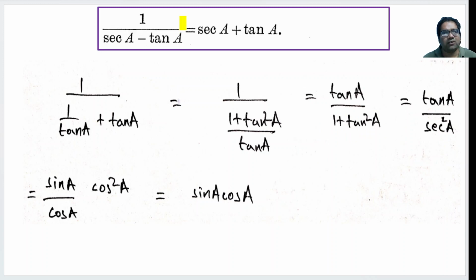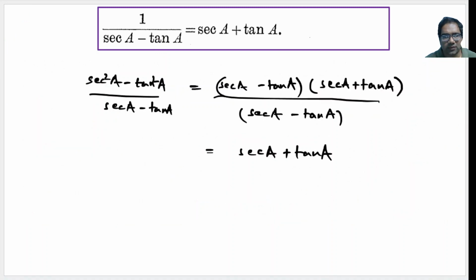Let us do one more. 1 by secant A minus tan A equals secant A plus tan A. Very, very basic. We know secant square A minus tan square A is 1. We can write 1 as secant square A minus tan square A. This is in the form of A square minus B square, and we can write it as A minus B into A plus B, right?